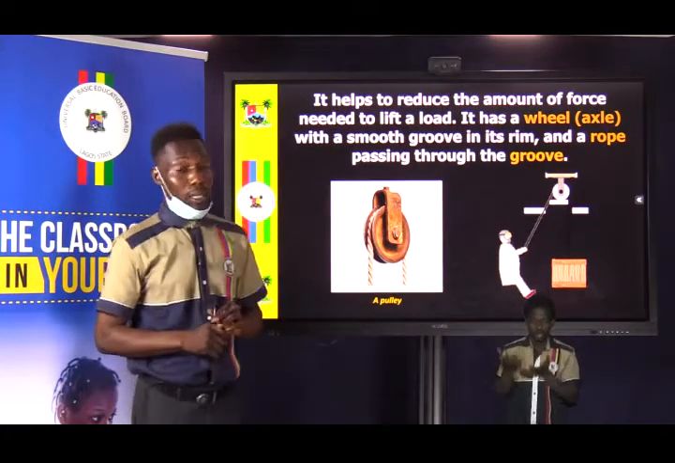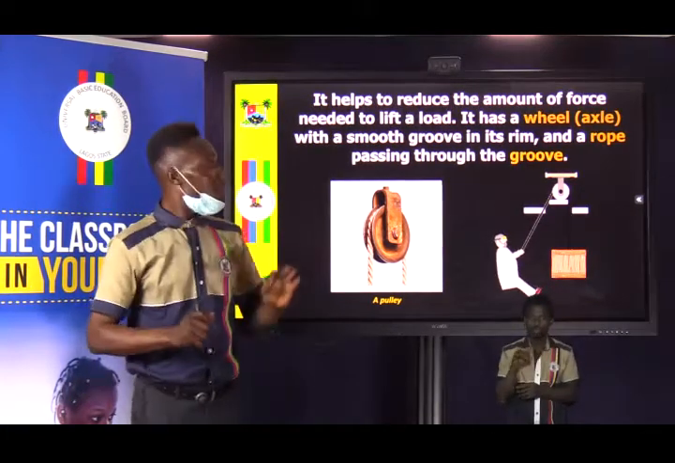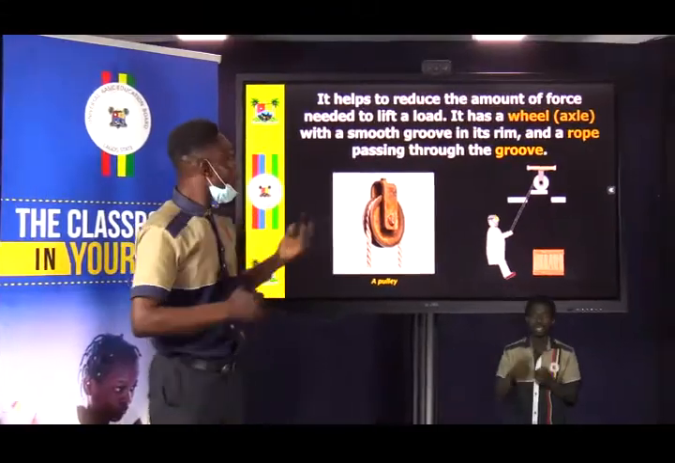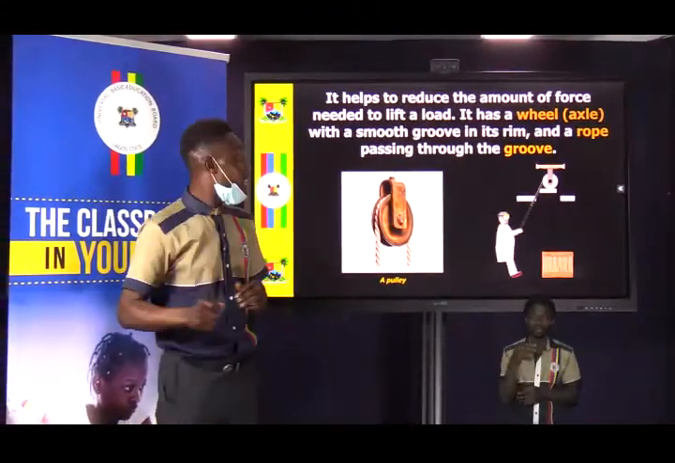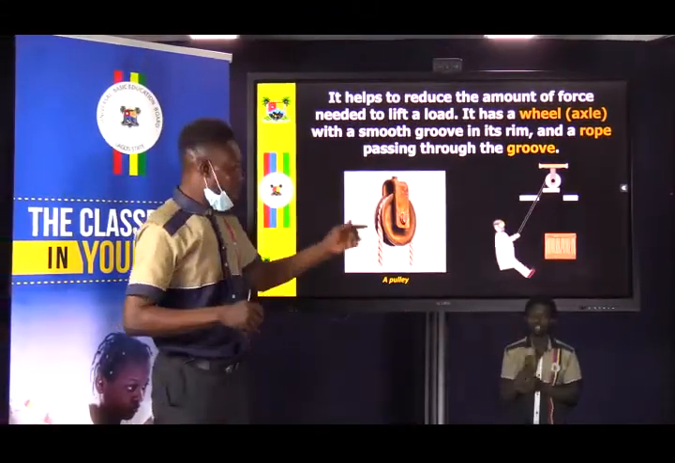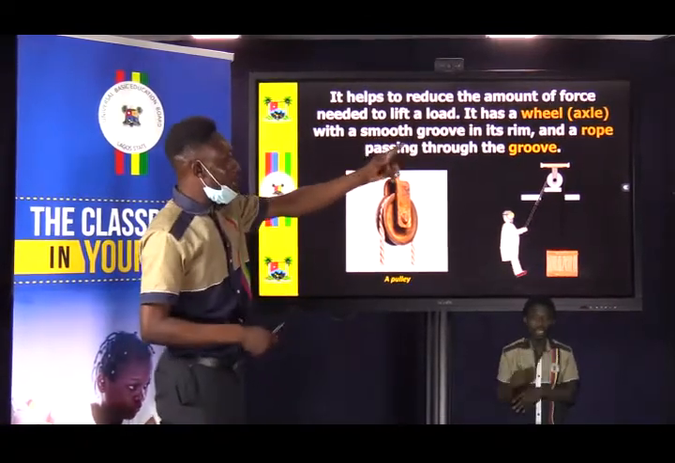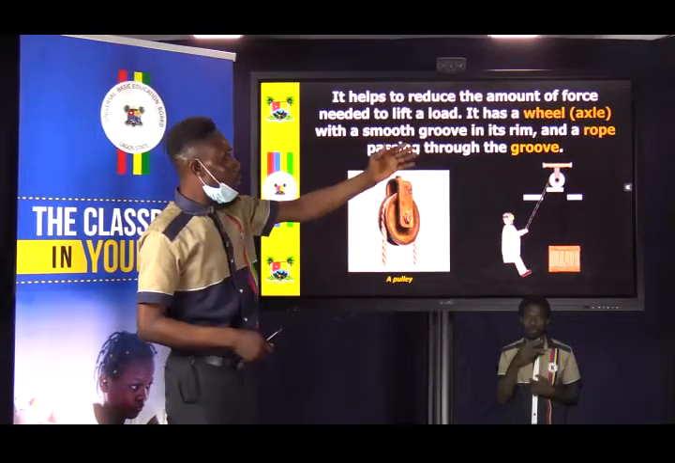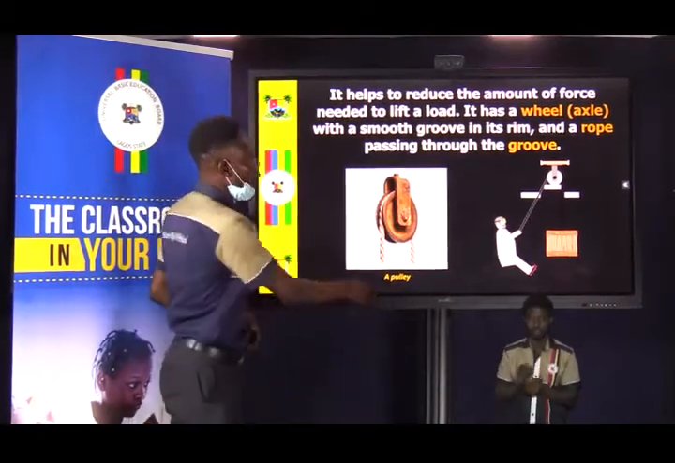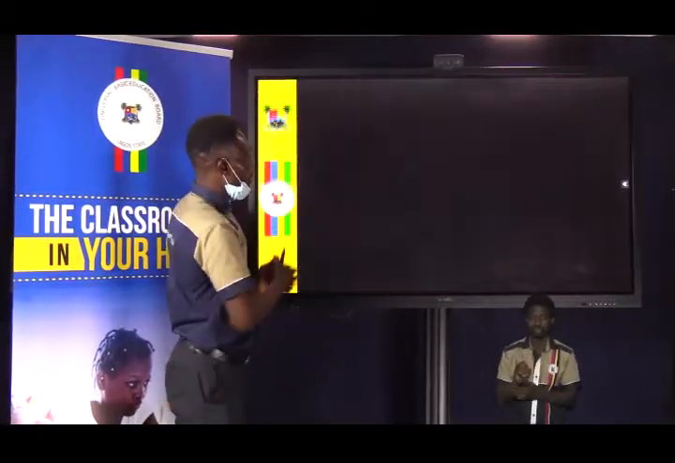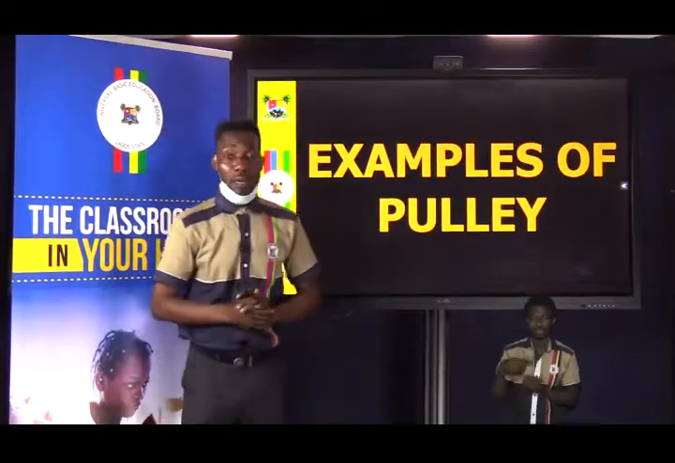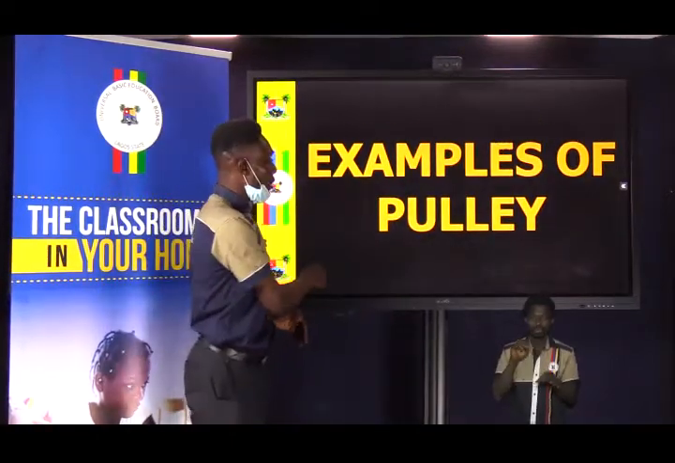With the use of a pulley, one of the importance is that it helps to reduce the amount of force needed to lift a load. I've told you it has a wheel with a smooth groove in its rim and a rope passing around the groove. That's a pulley. Now let's look at different examples of pulley.